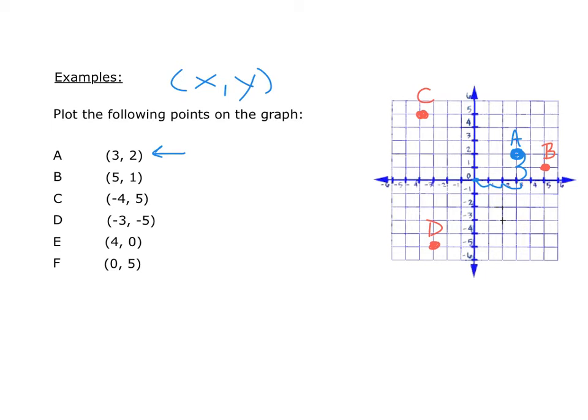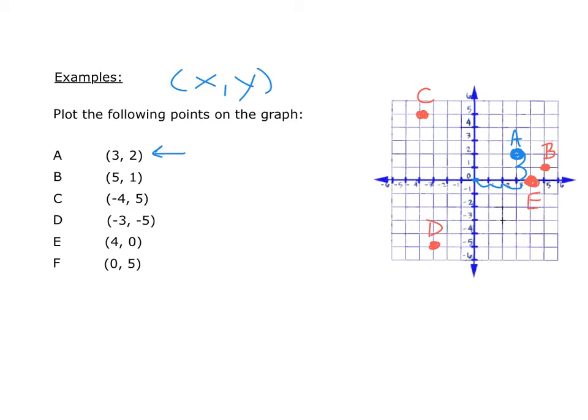E and F are a little bit weird because they have zeros in them, but let's see what that actually means. So point E, positive 4 means 4 to the right, and then 0 up or down. So actually it means that we're going to end up right here on the x-axis. That'll be point E, and that's okay.